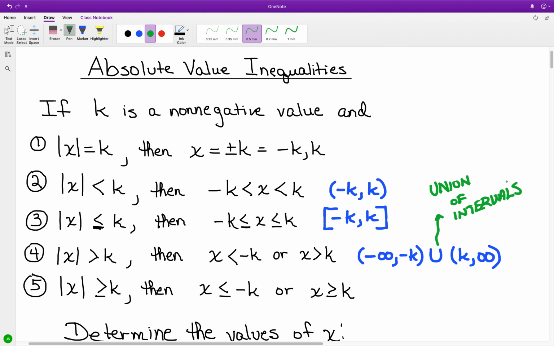Now, when the absolute value inequality is stated such that the absolute value of x is greater than or equal to k, then we have x is less than or equal to negative k, or x is greater than or equal to k. And if I were to express it in interval terms, we have going from negative infinity, approaching and including negative k, so we have the bracket around negative k, and for x is greater than or equal to k, the equal signifies that we'll have a bracket around k, and we go on out to infinity.